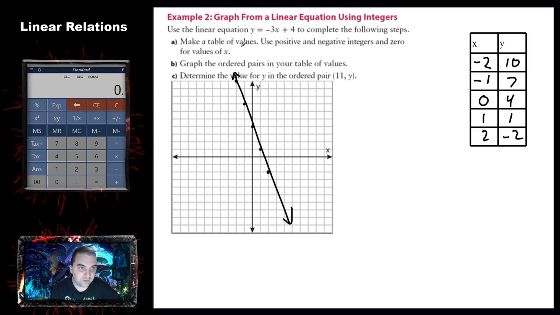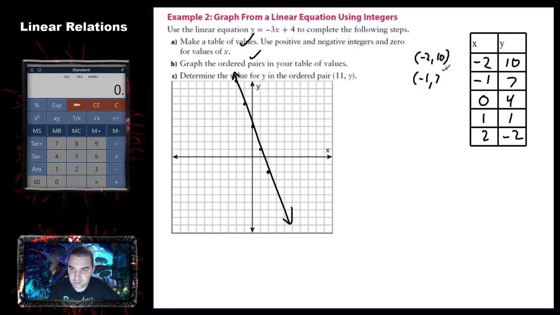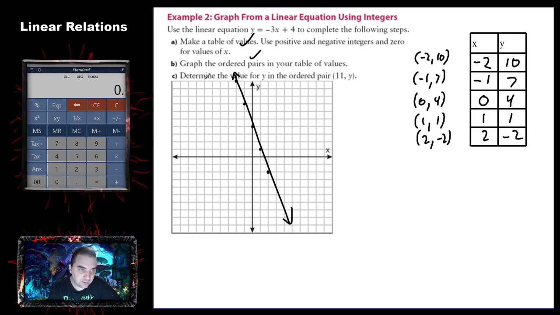So we have created table values. We've graphed the ordered pairs. Remember that these are the ordered pairs here. So just like this. And it does help to get in the habit of writing those out as ordered pairs, because that's usually how you're going to see them. And we need to determine the value for y in the ordered pair x is equal to 11 and y is something.